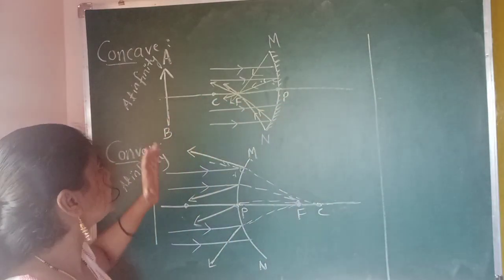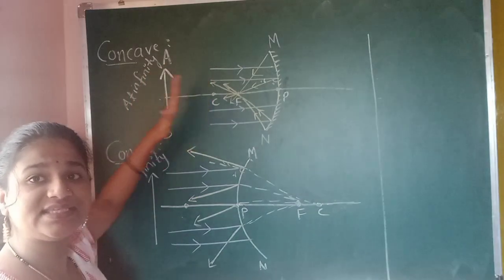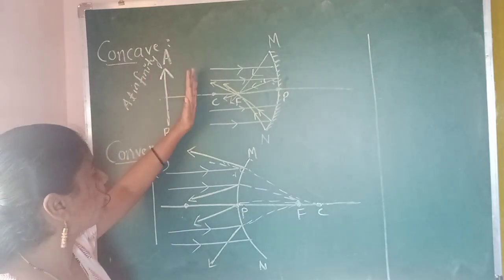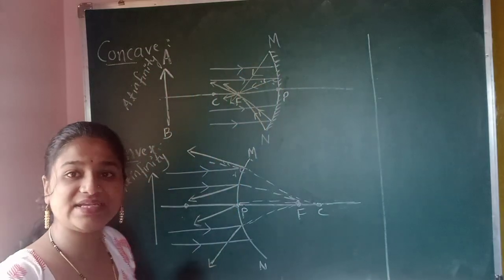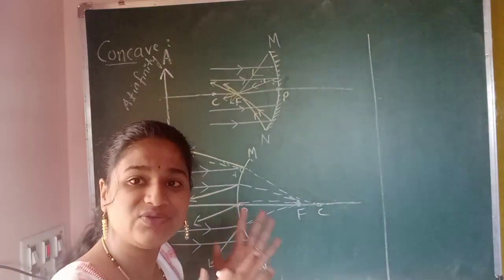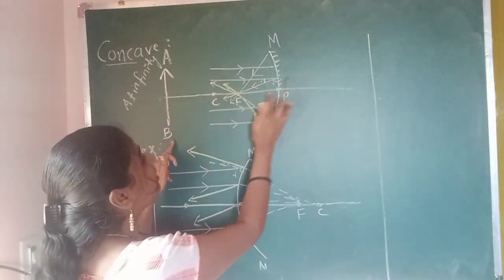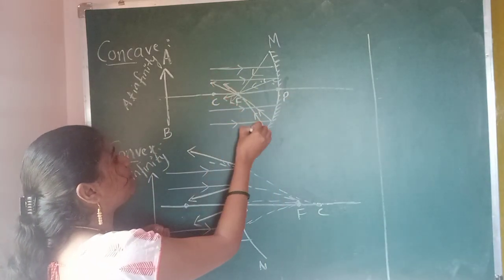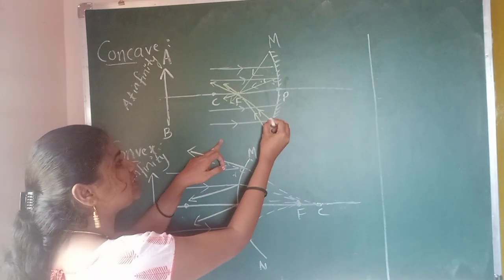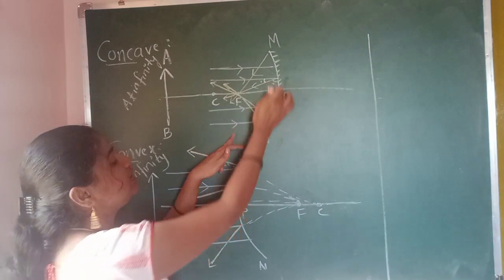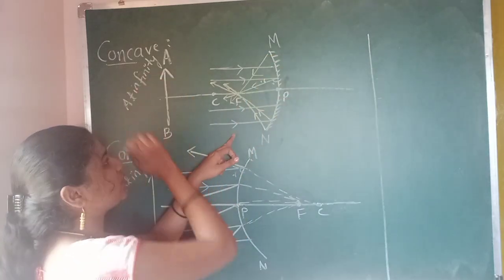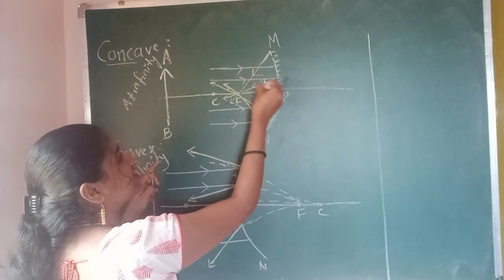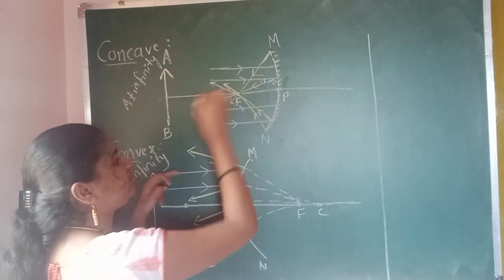Let us consider a source which is at a distance of infinity. We are getting parallel rays of light, which are parallel to the principal axis. When they strike the reflecting surface of a concave mirror, they will reflect back. Here you can see the rays which are reflected back, the reflected rays.